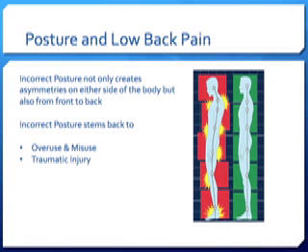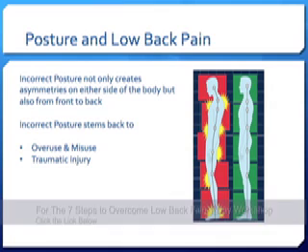So finally, just looking at how incorrect postures manifest themselves, incorrect postures stem back to a few things. The first one is overuse and misuse, and then the second one is a traumatic injury. Now, overuse and misuse can lead to a traumatic injury. But what we have to understand is that they're both doing it, and probably the more common one is overuse and misuse. And I'm going to talk further about overuse and misuse in the next few slides.